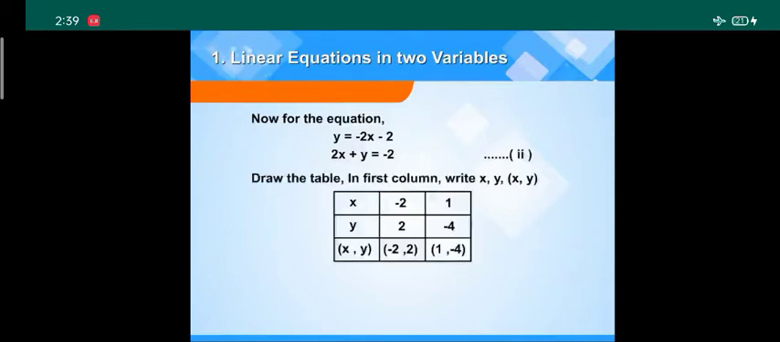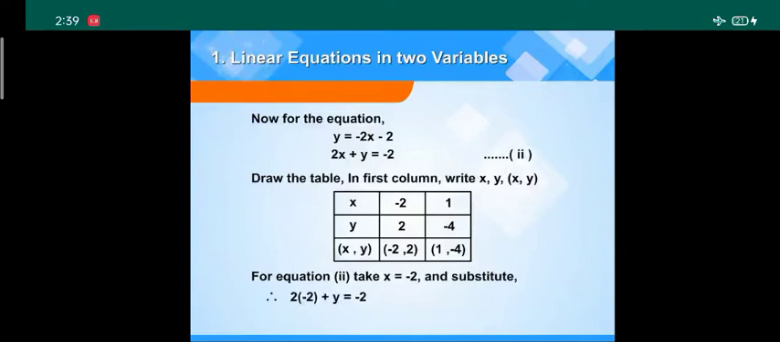Now, for the equation y is equal to minus 2x minus 2, that is, 2x plus y is equal to minus 2. This is equation number 2. Draw the table. In the first column, write x, y, and xy. For equation 2, take x is equal to minus 2 and substitute.